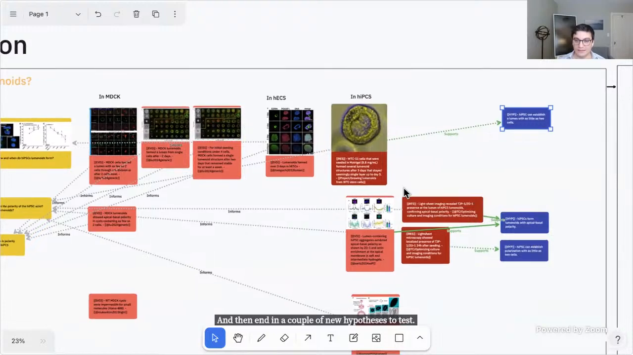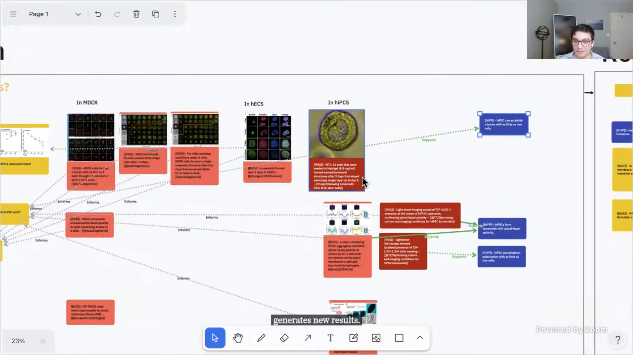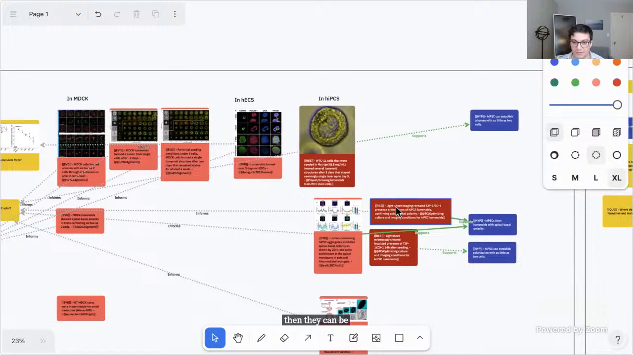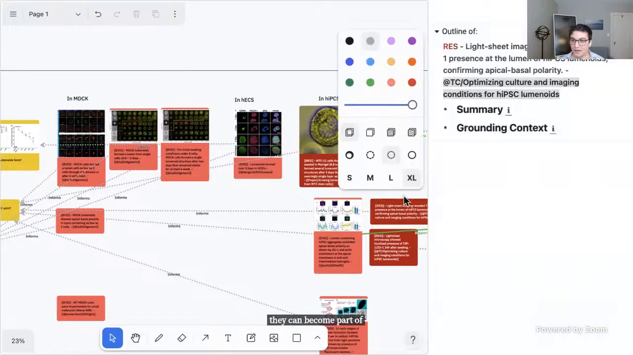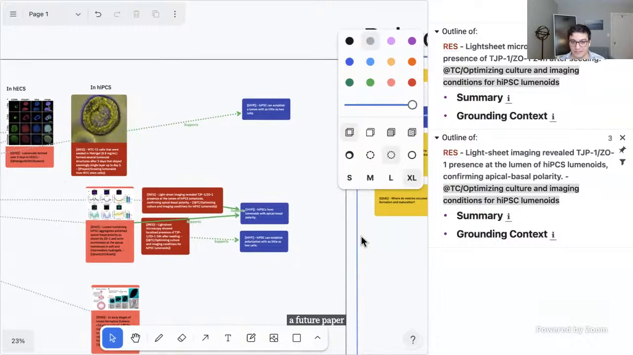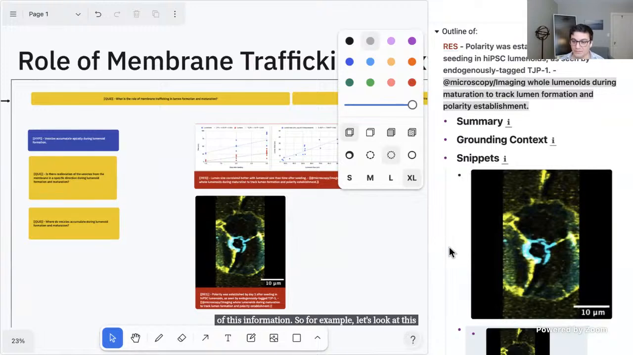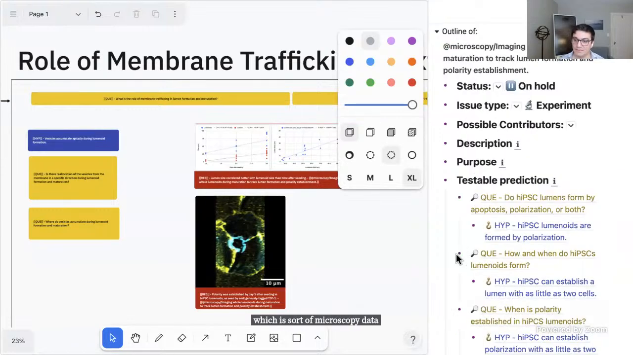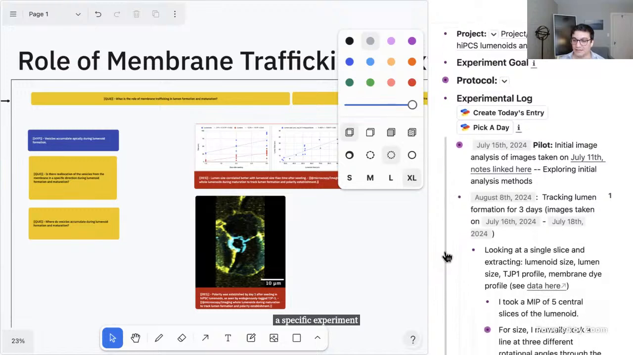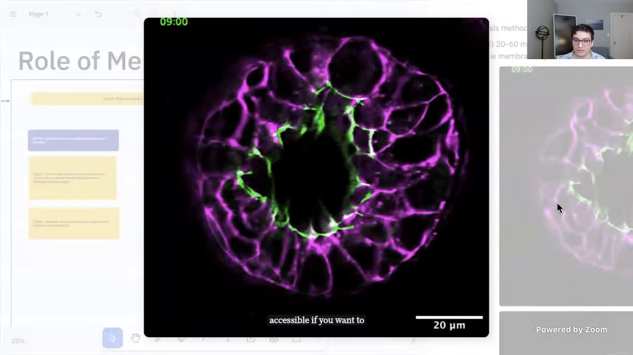And then as she generates new results, they're stored here, and then they can become part of a future paper or other way to make sense of this information. So for example, let's look at this result here, which is microscopy data tied to a specific experiment, which again has the granular lab notebook level information accessible if you want to look at all the nitty-gritty details.